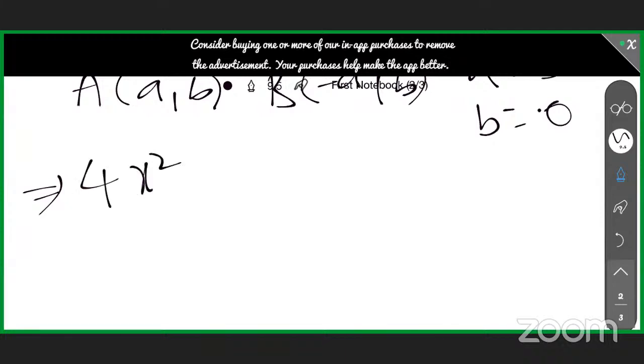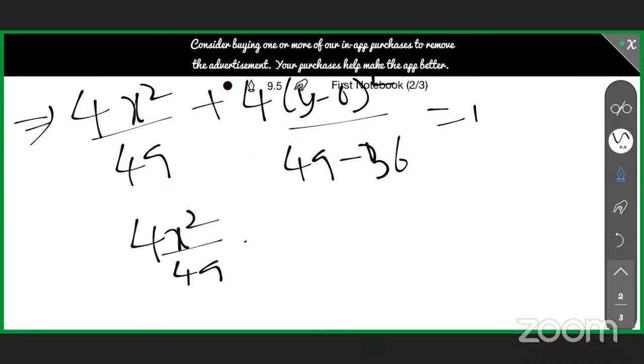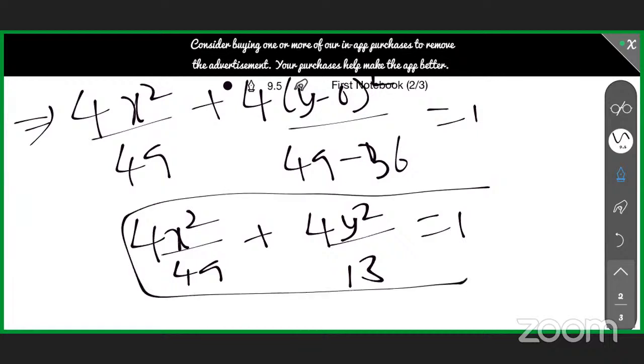And substituting the value and simplifying it, plus 4 into y minus 0 whole square by 49 minus 36 is equal to 1. So if I simplify this one, it will be 4x square by 49 plus 4y square by 13 is equal to 1. So this is the equation of the ellipse of which the locus is root of x minus 3 whole square plus y square plus root of x plus y whole square plus y square is equal to 7.